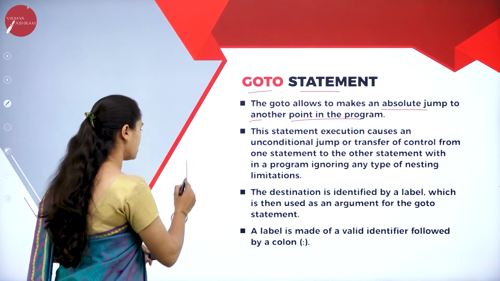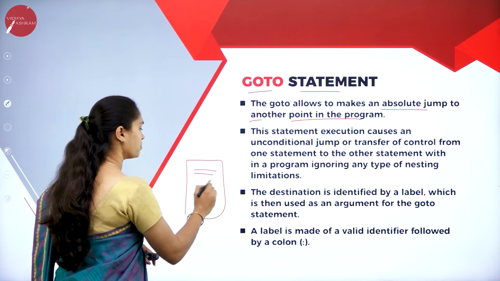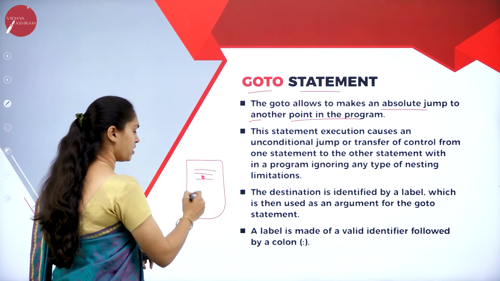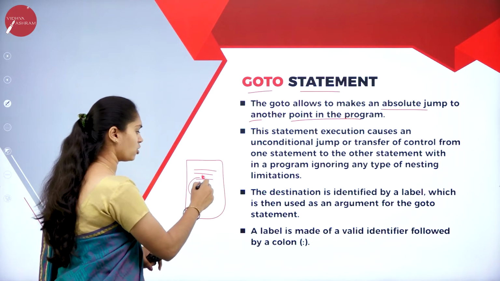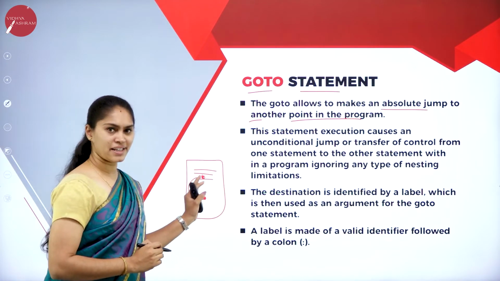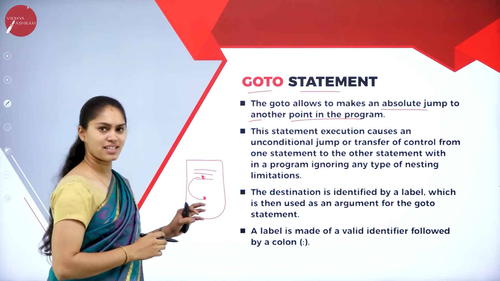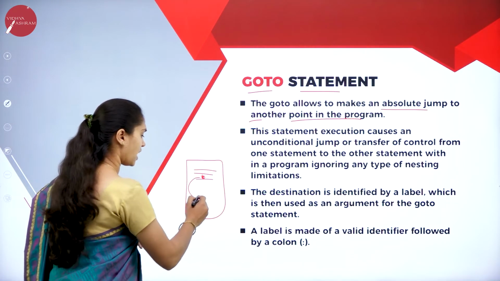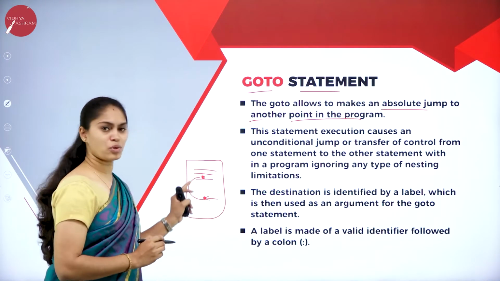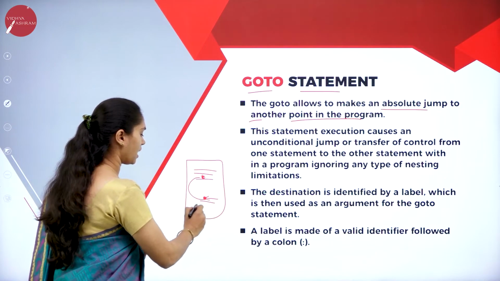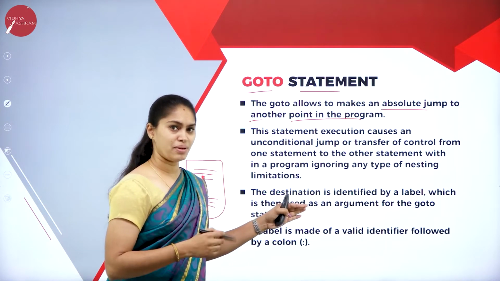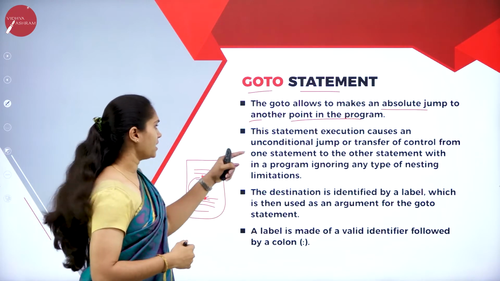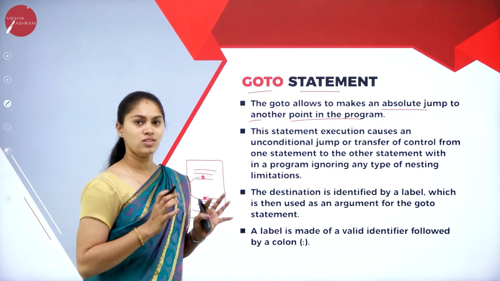So just consider it is a program. My execution point is here. If I just want to move from this point to this point, ignoring whatever limitation or nesting limitation is there, and I just want my program pointed to here, at that time, when I want to jump unconditionally, when the control has to be transferred unconditionally, then we are going to use this goto statement.